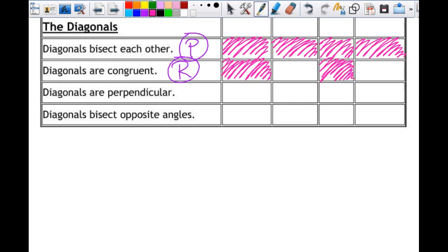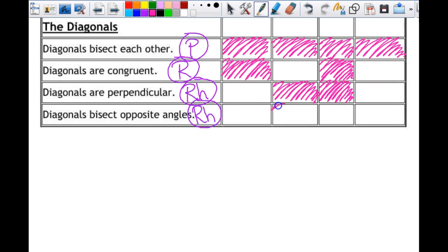Okay. Diagonals perpendicular. What does that relate to? Rhombi. All right, so that means not all rectangles, but yes, all rhombi. Do I color in square? Yes. Rhombi. All right, diagonals bisect opposite angles is rhombi.